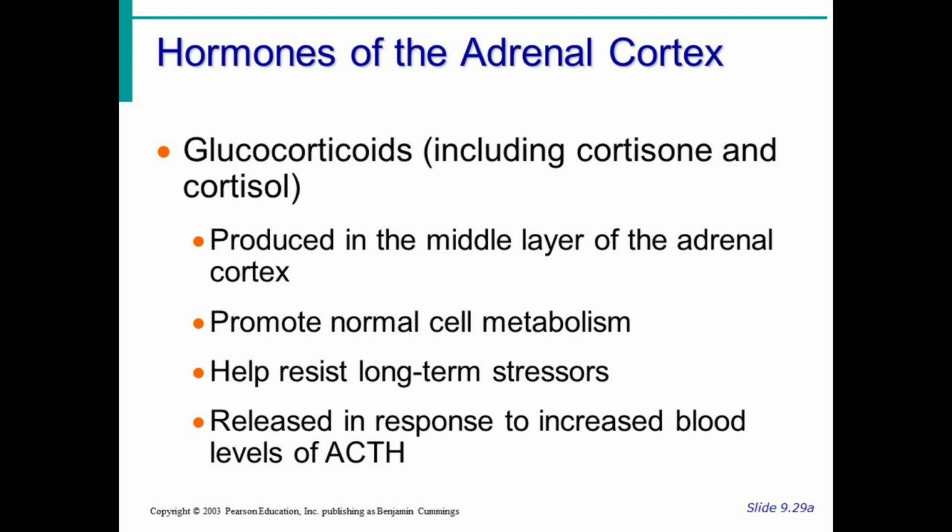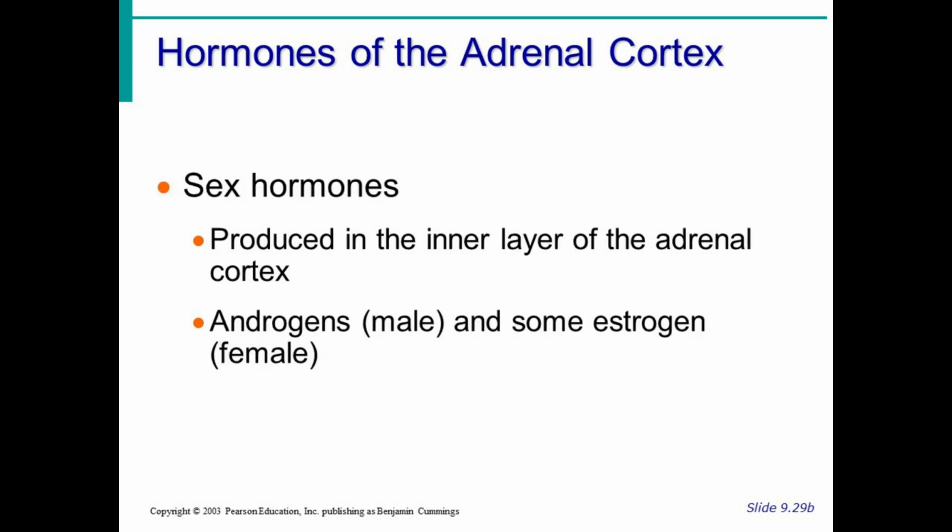An abnormal increase in your cortisol level is called Cushing syndrome, while a decrease in your cortisol level is called Addison disease. The last part of your adrenal cortex, or your inner layer, is called your zona reticularis. So it produces sex hormones. They are the androgens for male and some estrogens for female.